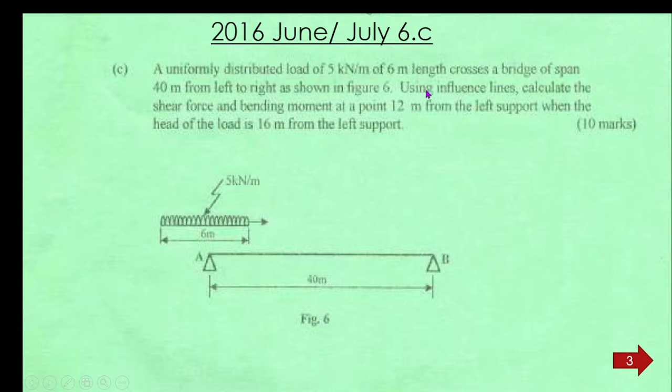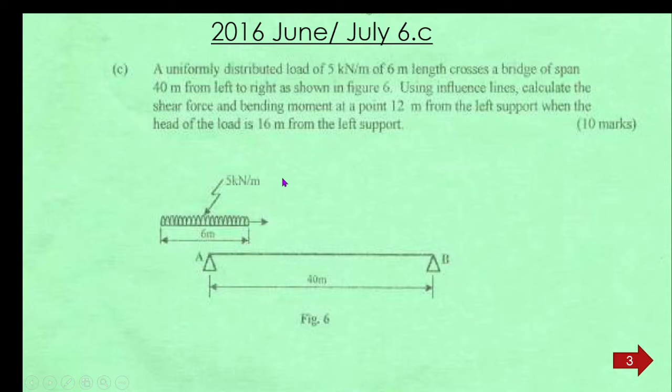So we are asked, using influence lines, to calculate the shear force and bending moment at a point 12 meters from the left support, when the head of the load is 16 meters from the left support. So basically, with this concept, we know that we have to draw the influence line at a section, and that's what we're going to discuss.